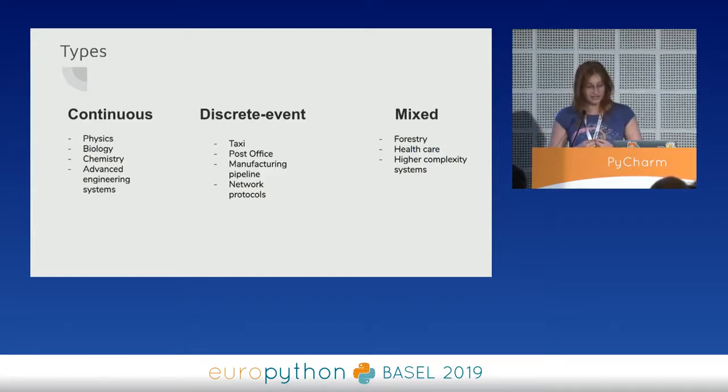A second type is discrete event simulation, which covers most man-made systems. For instance, a post office. An event occurs and something happens only when somebody is in the post office, like me as a customer. Or a manufacturing pipeline, logistics systems, and stuff like that can be used in a discrete event simulation.